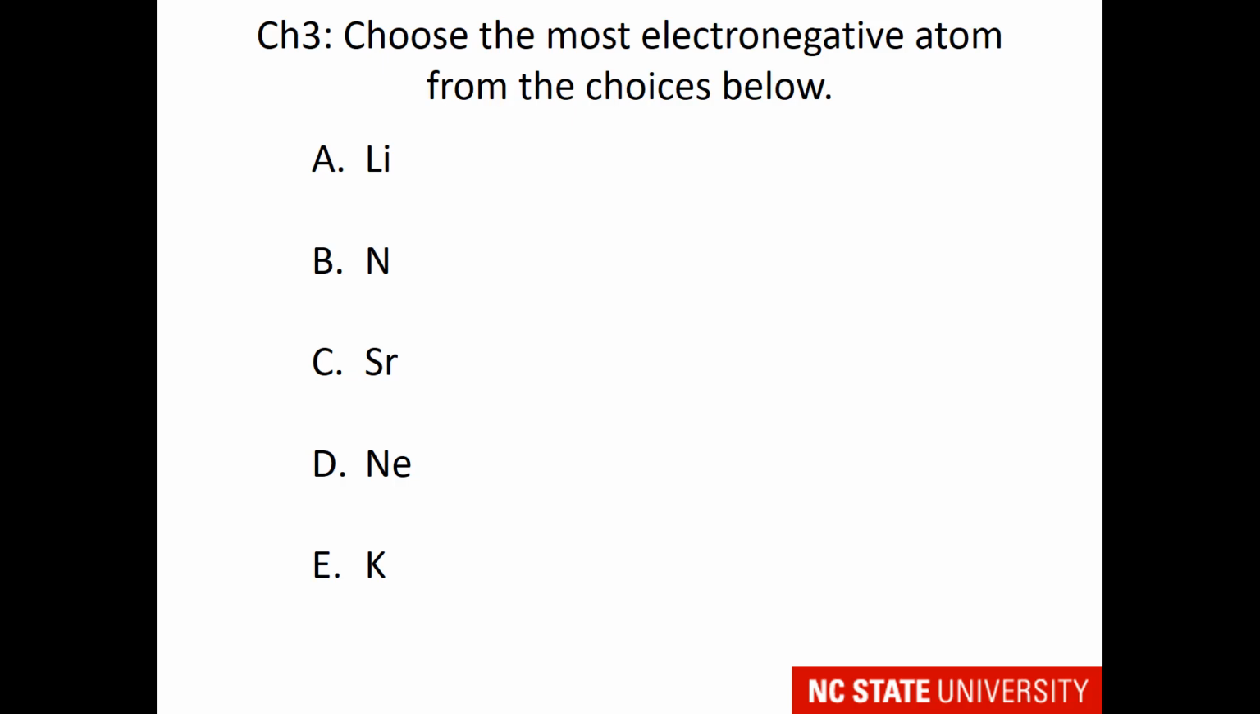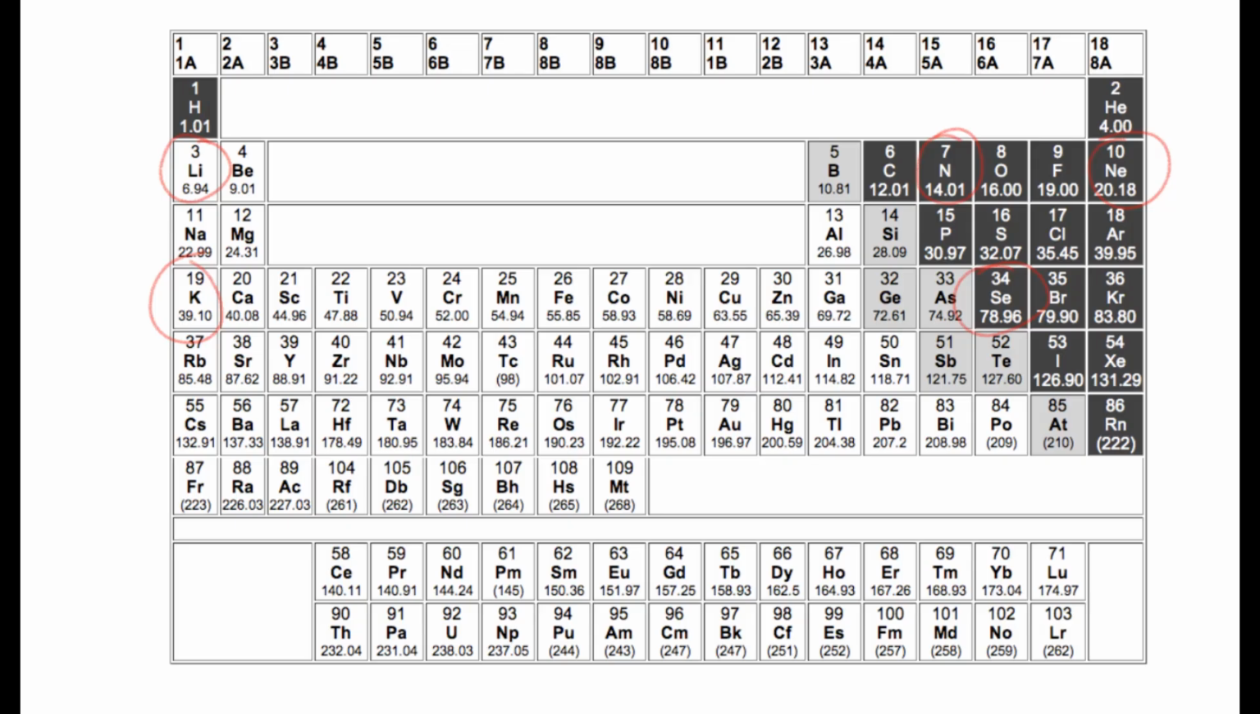Of course, you're going to be asked about electronegativity because it's very important to understand electronegativity differences, bond polarity, and intermolecular forces. So let me circle these on the periodic table for you. Here we are with lithium, nitrogen, neon, potassium, and selenium. Which one is the most electronegative? Maybe you'll have to refer to that periodic table that you had all labeled.